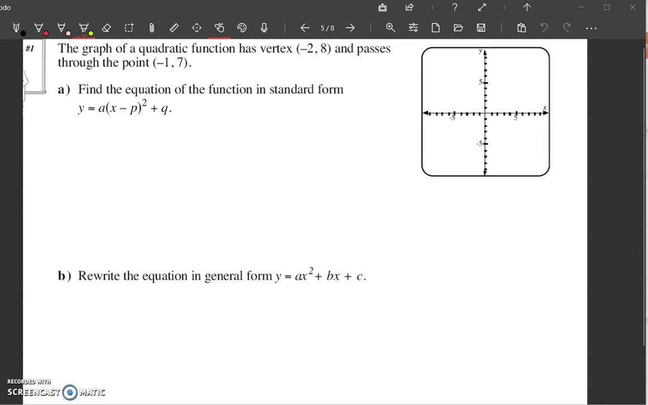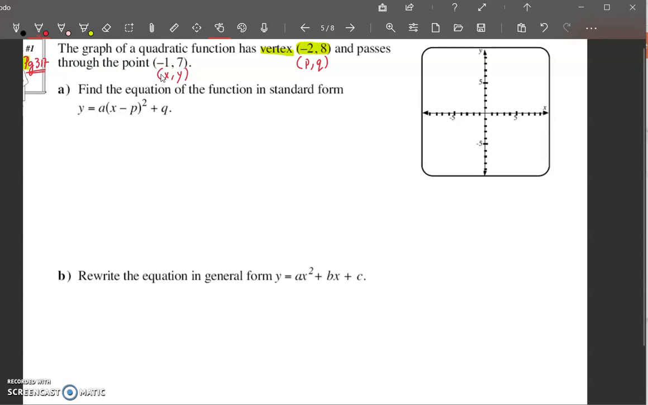So let's take a look at class example 1, and this is on page 317. The information that's given to us is that the graph of a quadratic function has a vertex of (-2, 8). So that is your P and your Q value. And it passes through another point, and this could be any point on there, (-1, 7). Because this is nothing special, we'll just call them X and Y because this could be any point.